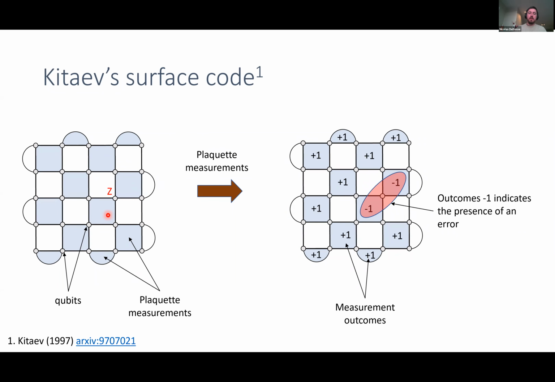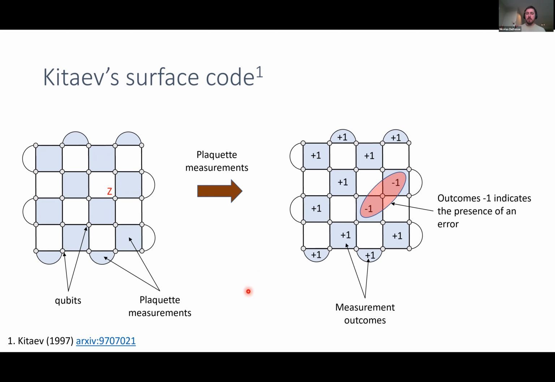We'll run measurements on plaquettes, and based on these measurements, we are going to be able to detect errors. So a Pauli Z error on a qubit is going to translate into some non-trivial outcomes on incident plaquettes. Based on a non-trivial outcome, we know that there was an error around there, and we will be able to correct it. That's the goal of quantum error correction.